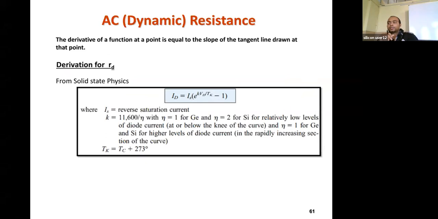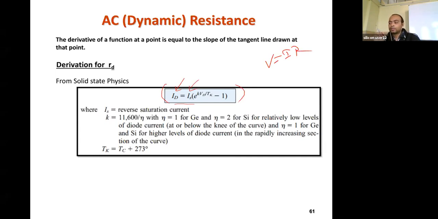So resistance is basically V equal to IR, or resistance equal to V by I. I have already told you that from semiconductor physics this equation exists: ID equal to IS into e to the power VD by nVT minus 1. This is a solid state physics equation, where ID is the diode current and IS is the reverse saturation current. The relationship between ID and IS is given by this equation.